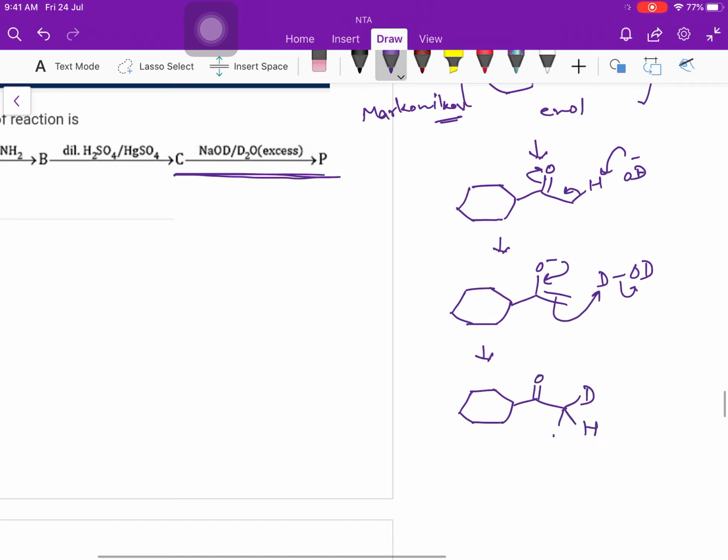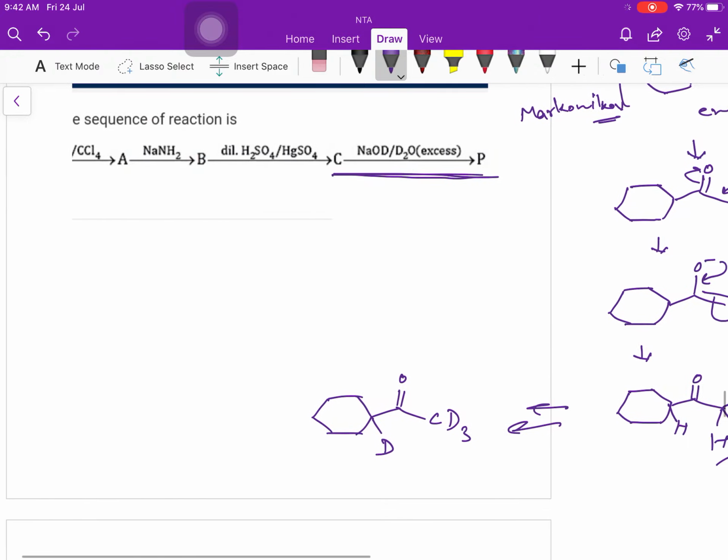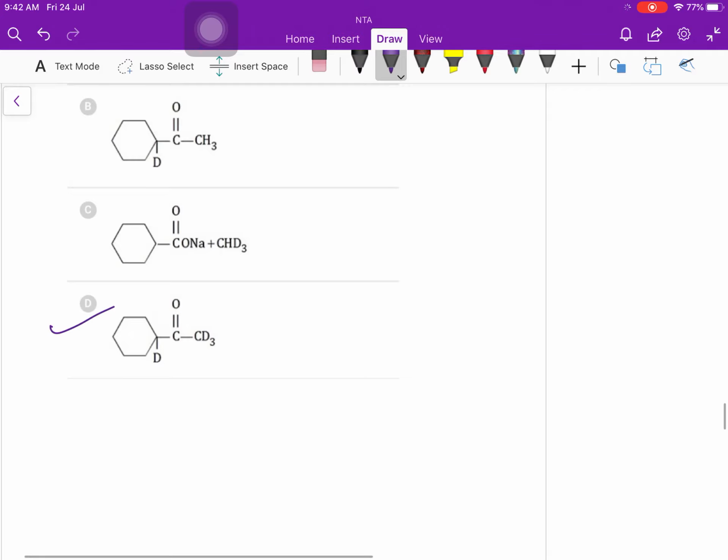It is again left with 2 hydrogen. So it repeats the same process, and all alpha hydrogen will actually get converted to D. Hydrogen will get replaced with deuterium. So it is left with CD3. Let's see the options. So this is the correct answer.